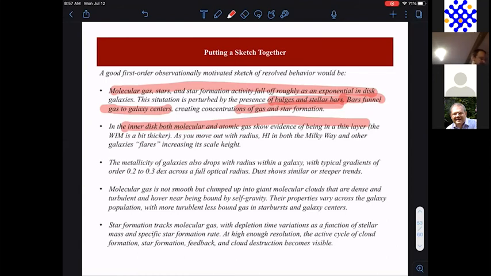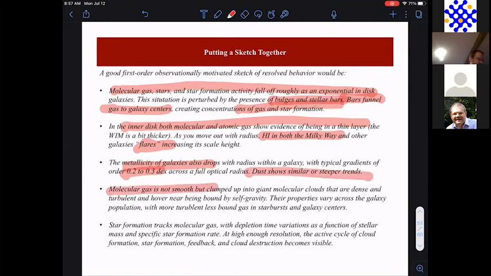As you move out in radius, H1 shows evidence of flaring, increasing its overall scale height in both the Milky Way and other galaxies. Just as the gas surface density is dropping, the metallicity, so the metal content per unit gas of galaxies, also drops as a function of radius, with a reasonable number being sort of 0.2 to 0.3 dex across the full optical radius. Dust shows similar or even steeper trends.